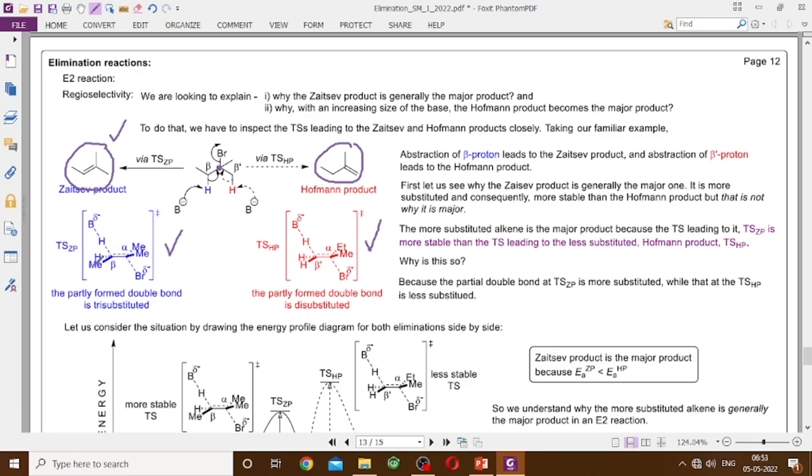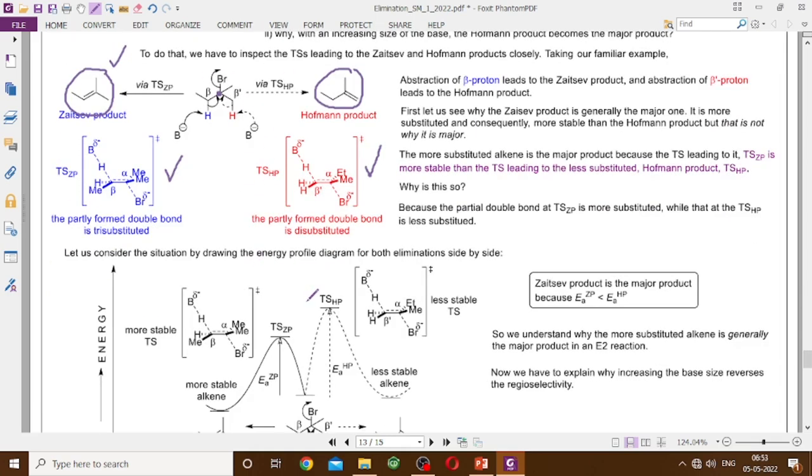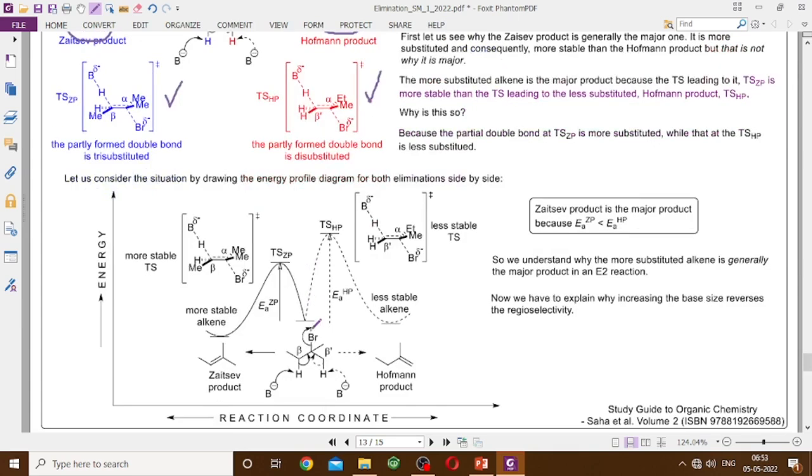এটা tri-substituted double bond আছে, partly formed double bond আছে transition state, এটা di-substituted আছে, so this one is less stable, that one is much more stable, and as a result we have this scenario যেখানে Zaitsev product টা major product হচ্ছে. So the reaction is under kinetic control and the transition state stability controls which one will be the major product. So this is your energy profile diagram. So you have the less stable alkene, which is thermodynamically less stable compared to the more stable, more substituted alkene, but that is not why the reaction is favoring the more stable alkene.